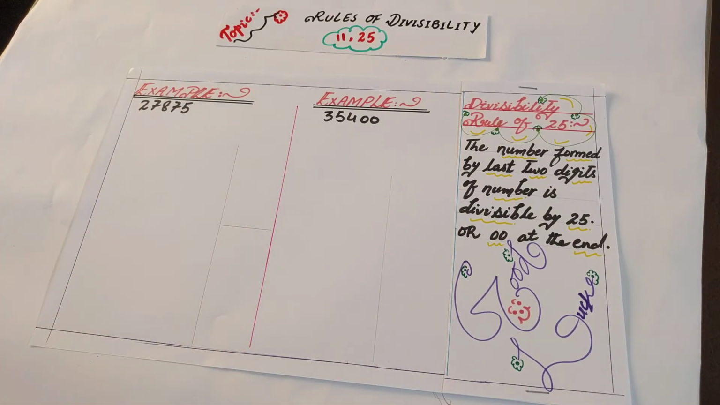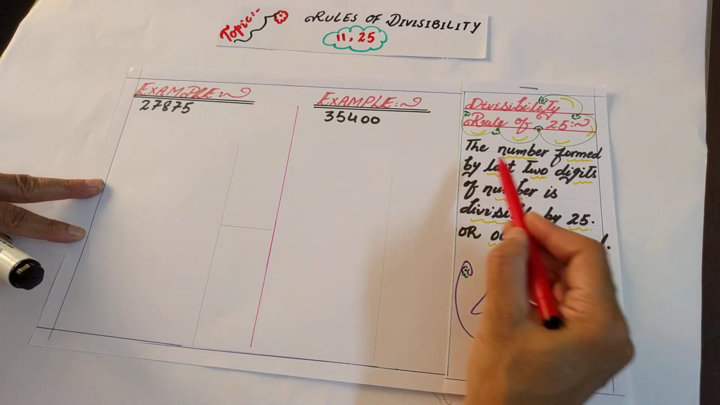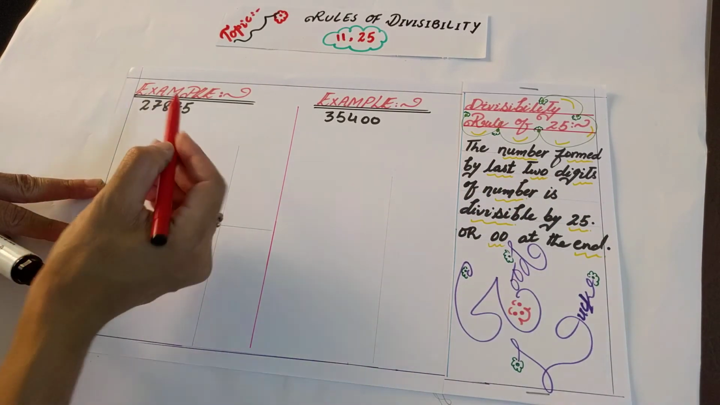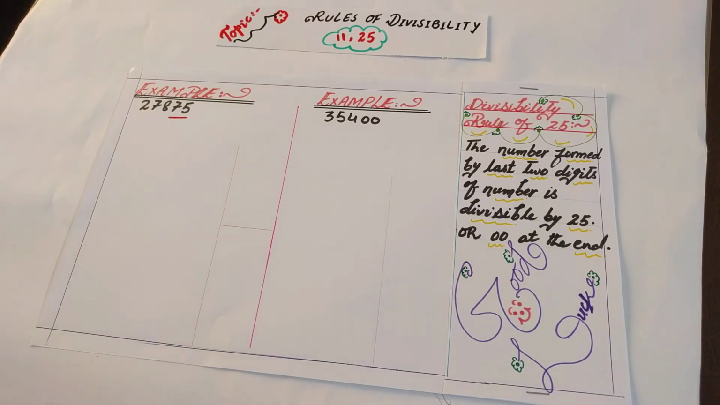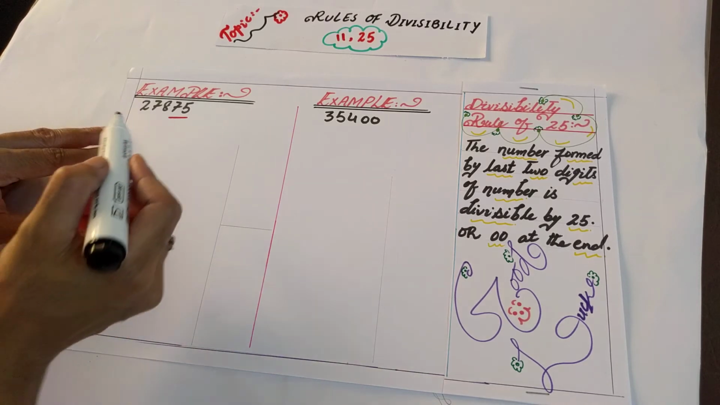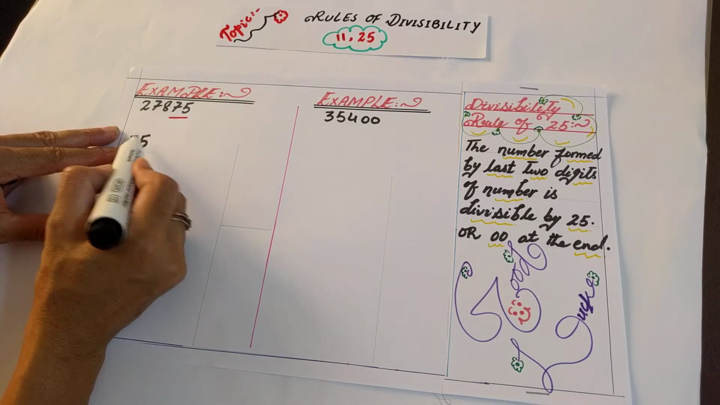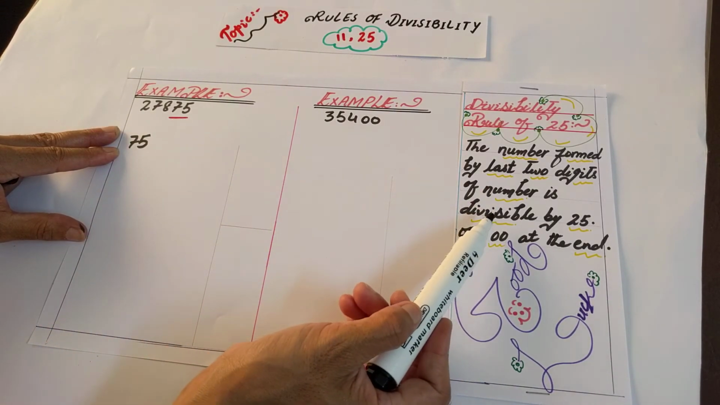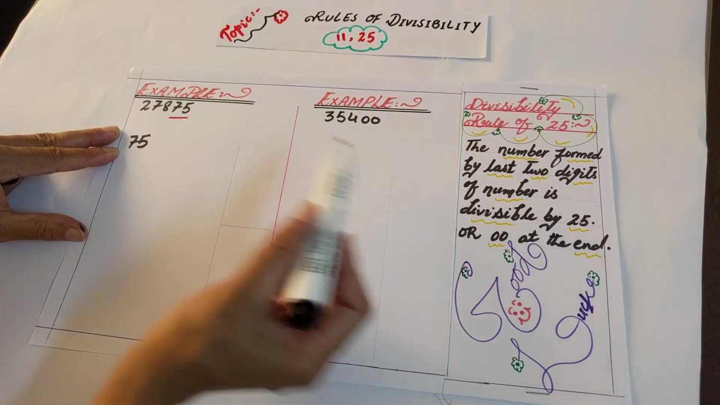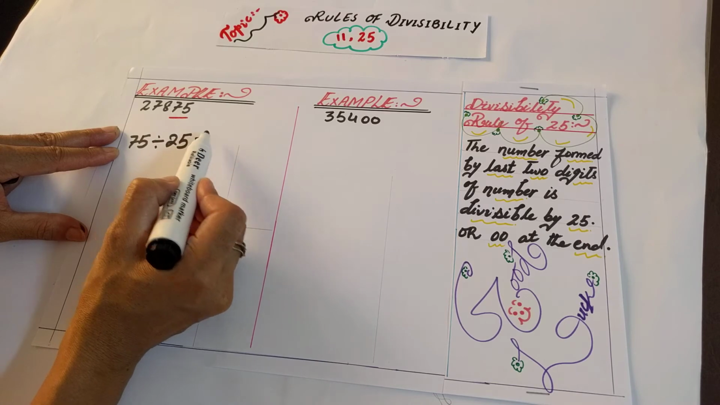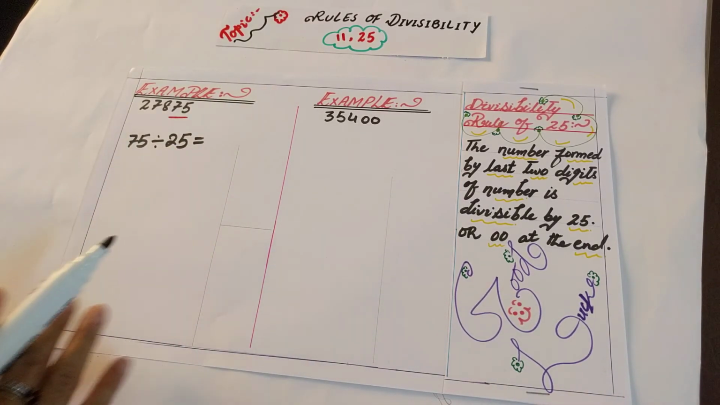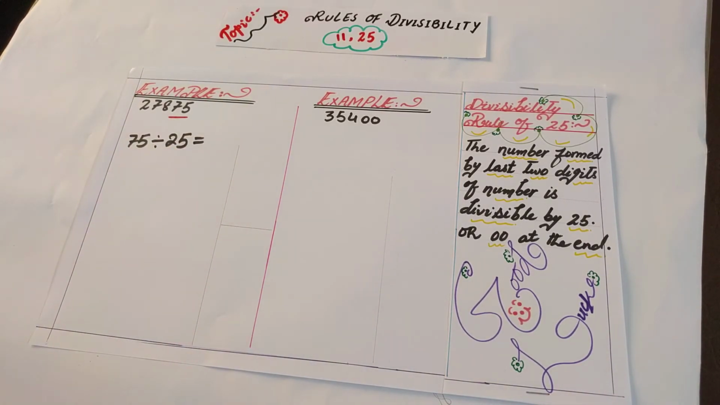According to the rule, the number formed by the last two digits, so you have to check the last two digits. The last two digits are 75. So the number formed by the last two digits is 75, and you have to check whether this 75 is divisible by 25 or not. Here, to check the divisibility, there are two options for you.